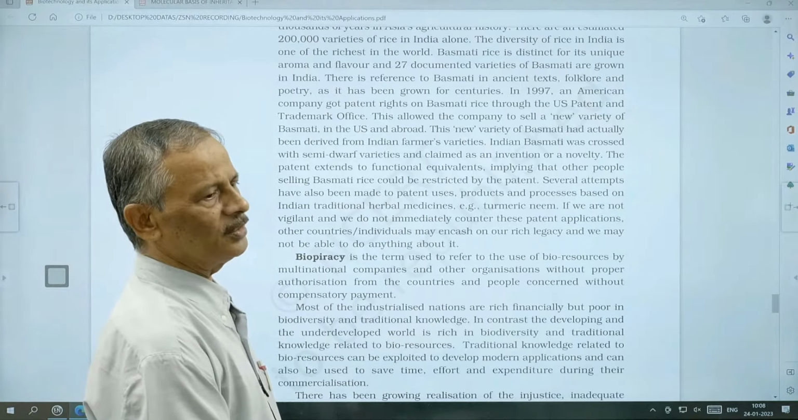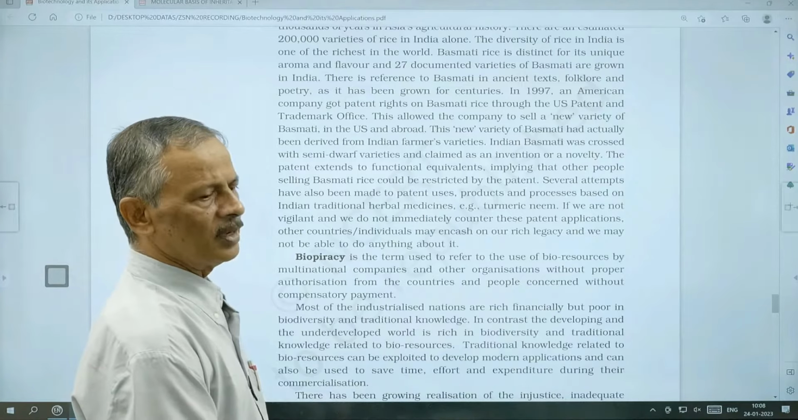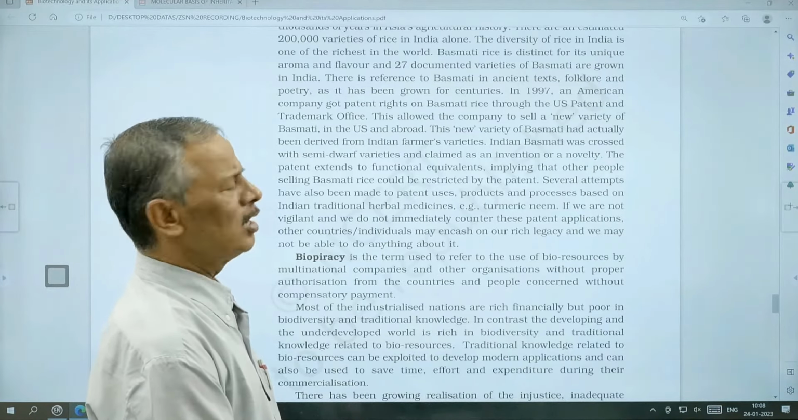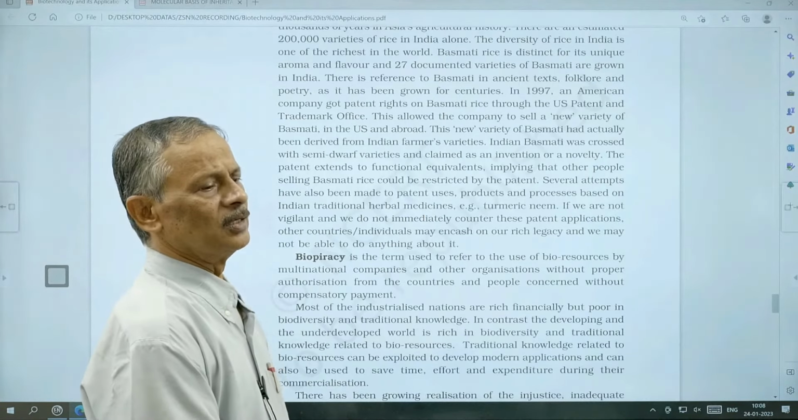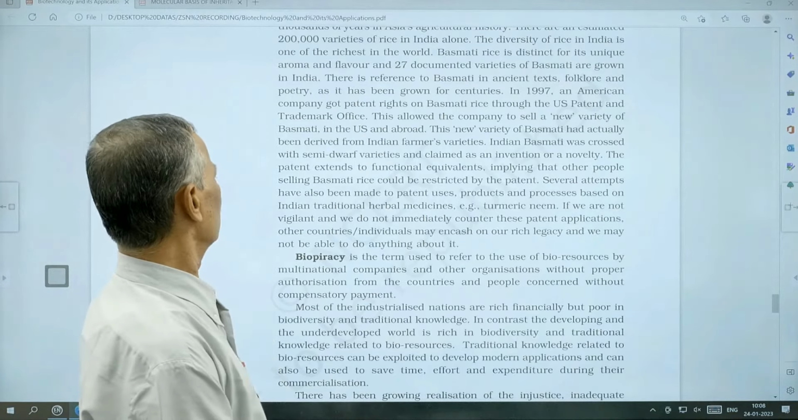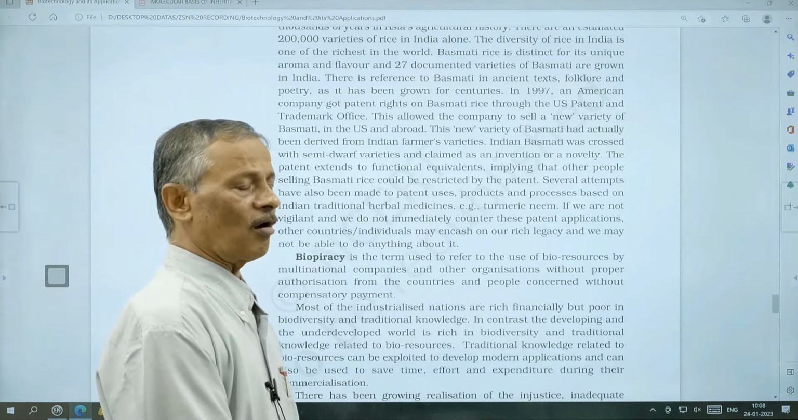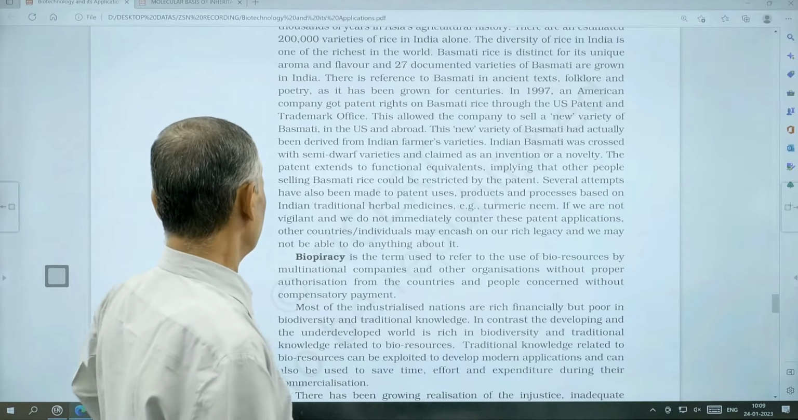Turmeric has been used in India as an antibiotic. Neem oil is a very effective pesticide. So many companies are trying to market it, saying that it is their invention. Such things are occurring all over the world. Such biopiracy has to be discouraged. Okay.